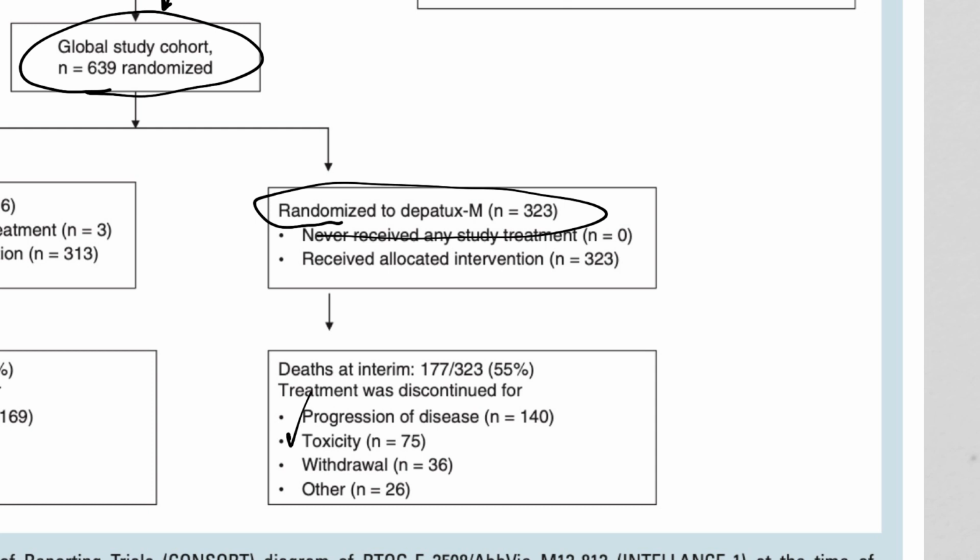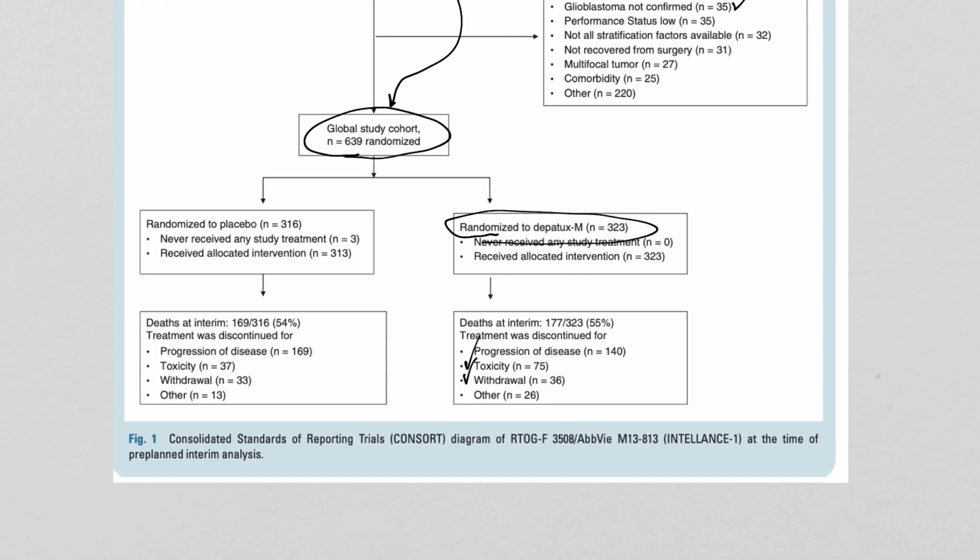Some sort of measurable side effect, which can be difficult to determine because it's hard to know what's because of the cancer and what's because of the drug. And then, of course, some withdrew probably because they got too sick and didn't want to tolerate it anymore, or progression just worsened pretty badly.